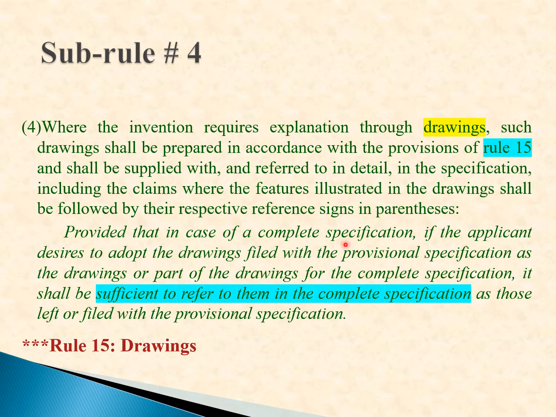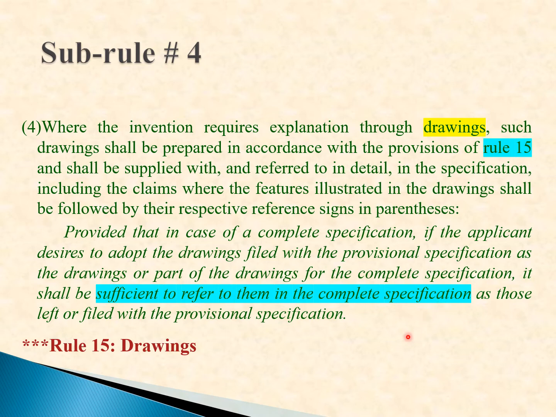Provided that in case of a complete specification, if the applicant desires to adopt the drawings filed in the provisional specification. Because as all of us know, provisional specification is applied first, and after that only we go for the complete specification. And if we have already given all the drawings part in the provisional application, then there is no need to repeat showing the drawings in the complete specification. What we can do is just refer to them in the complete specification.